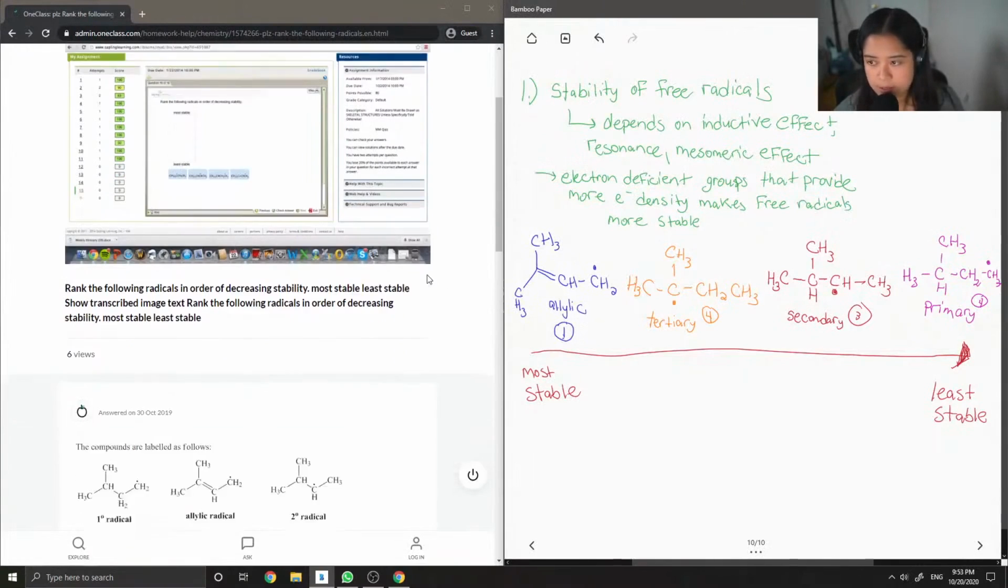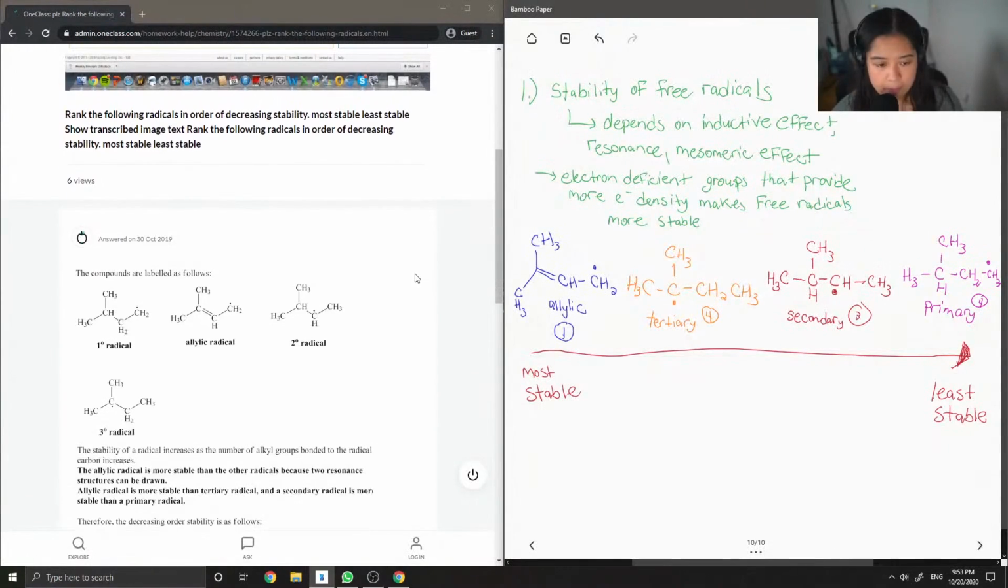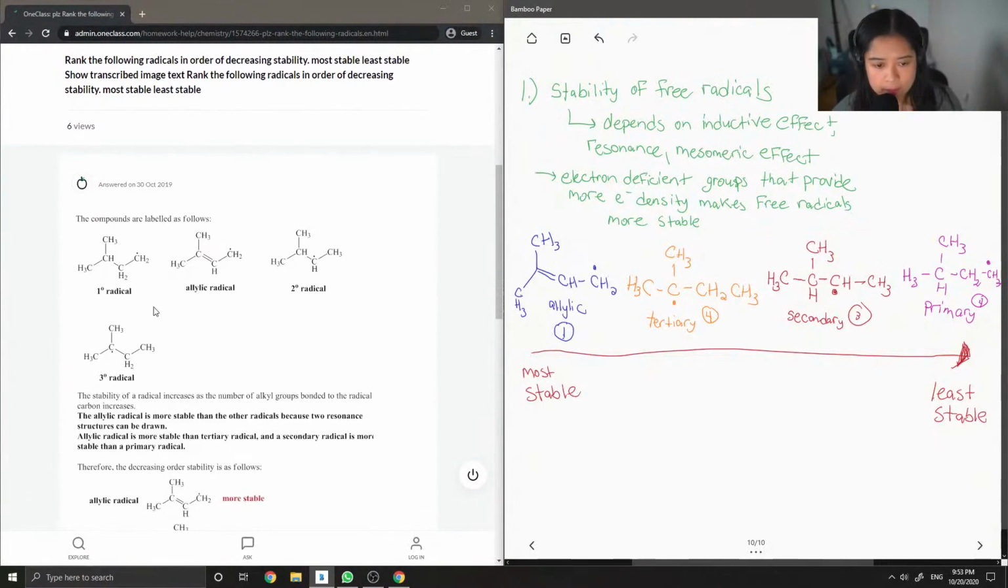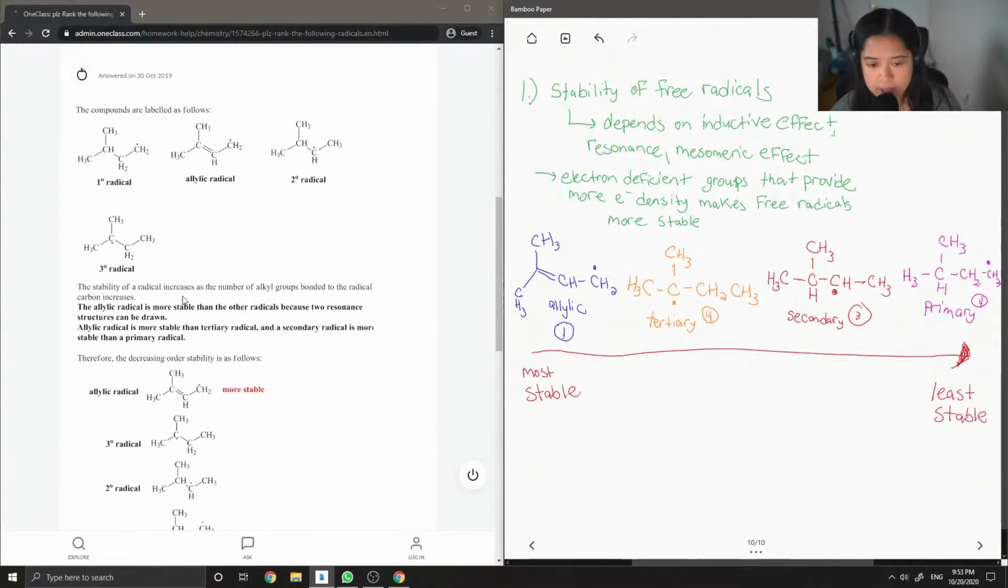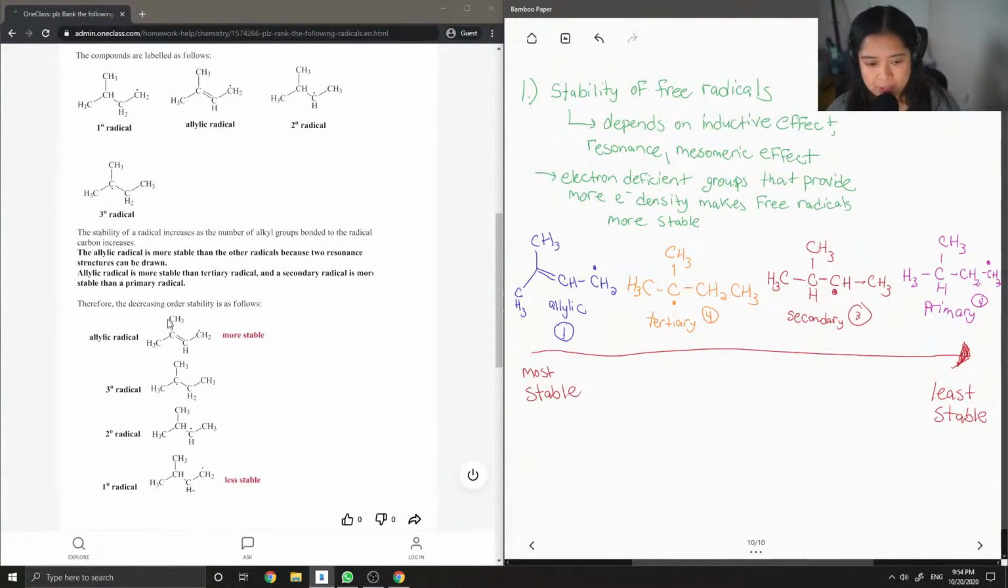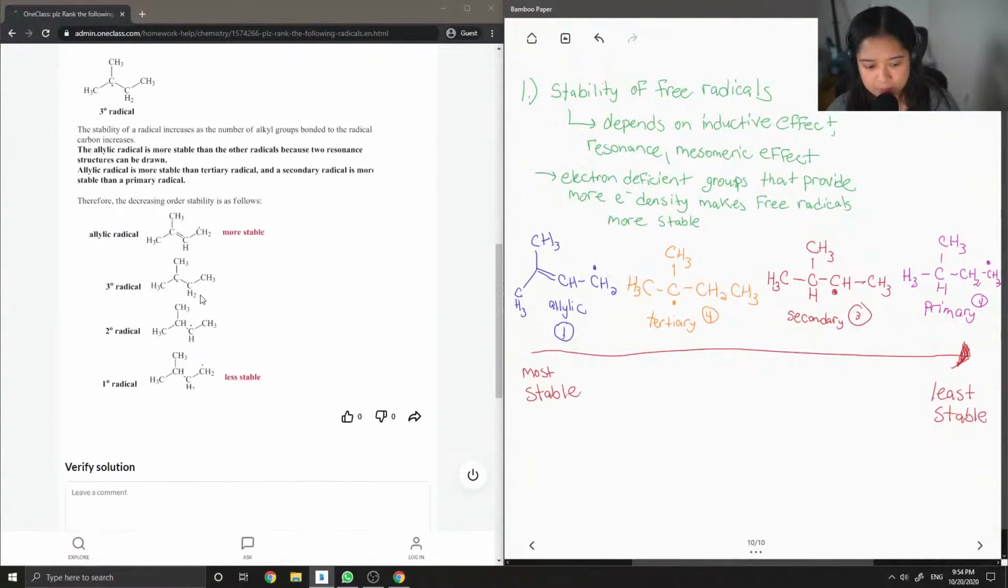Now let's look at the answer from our junior tutor. So they have their 1 degree radical, allylic, 2 degree, 3 degree. The stability of a radical increases as the number of alkyl groups bonded to the radical carbon increases. The allylic radical is more stable than the other radicals because 2 resonance structures can be drawn. Allylic radical is more stable than tertiary radical, and secondary radical is more stable than a primary radical. Therefore, the decreasing order of stability is as follows.